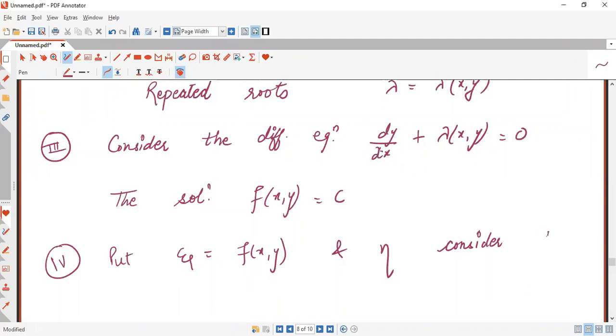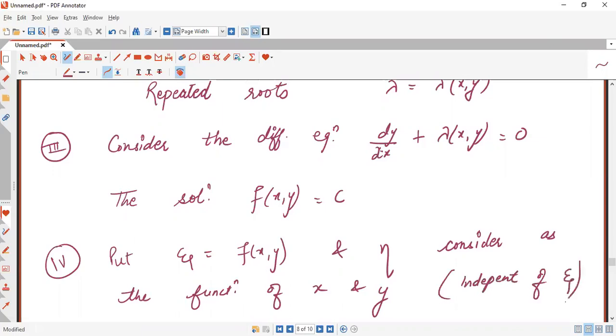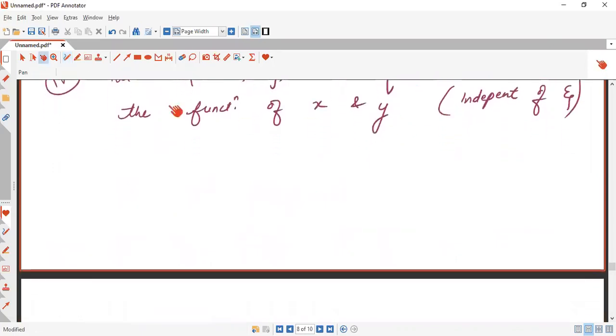By the question, as the function of x and y, which is not depending on xi, independent of xi. Alright. Let's do one question based on this.